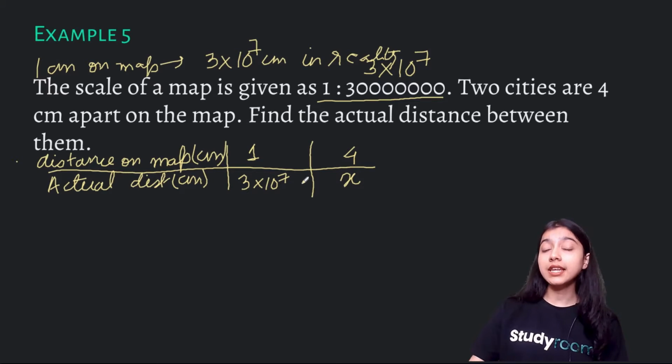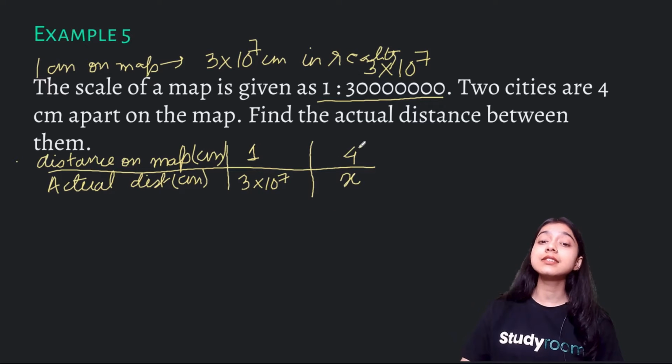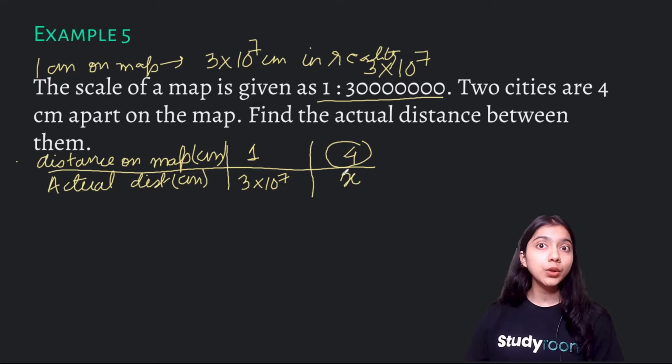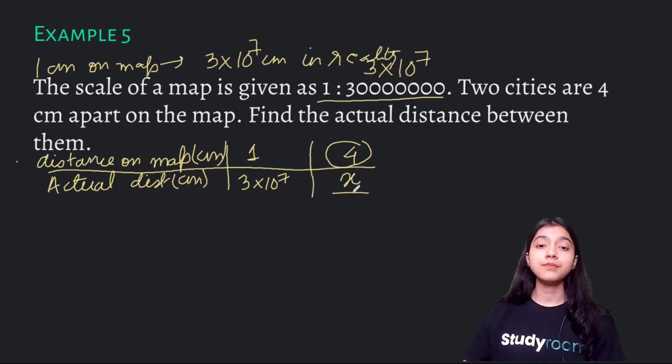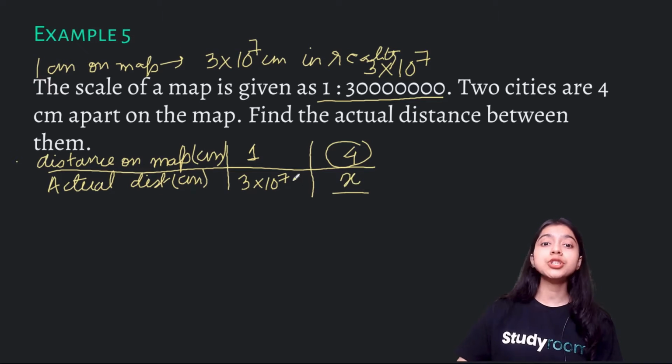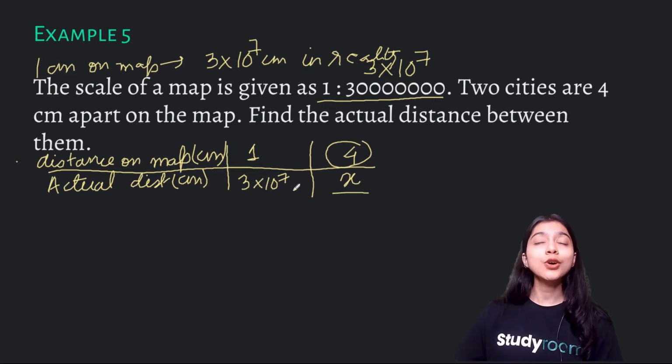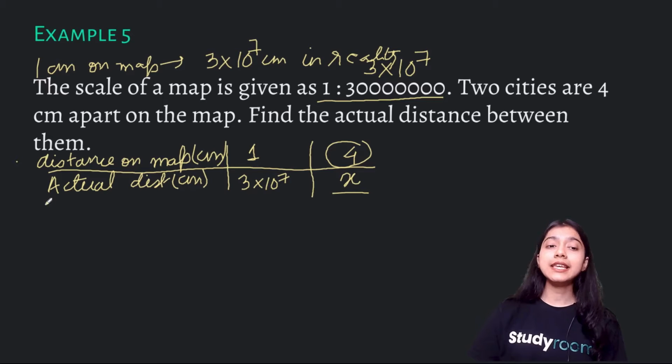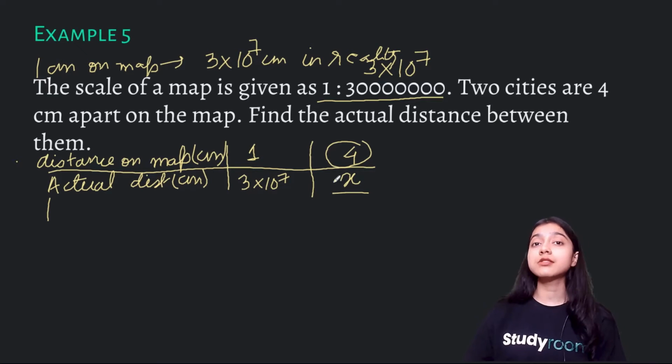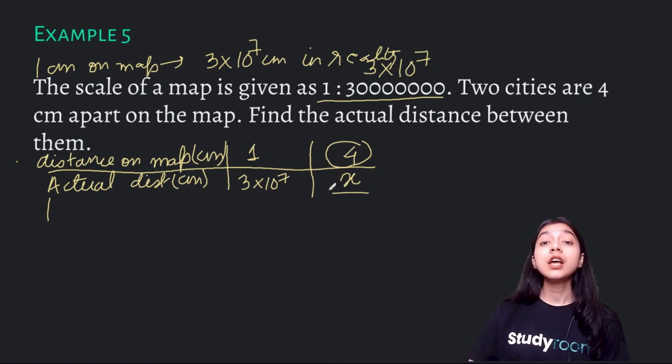Now we have been given the second case for which we have to calculate the actual distance, that is the distance between the two cities on map is 4 centimeter. So let us consider that the actual distance between them is x centimeters. Now in case of direct proportion, the variables are in a constant ratio. So let's take the ratio, that means x1/y1 will be equal to x2/y2 because the ratio of the variables is a constant.